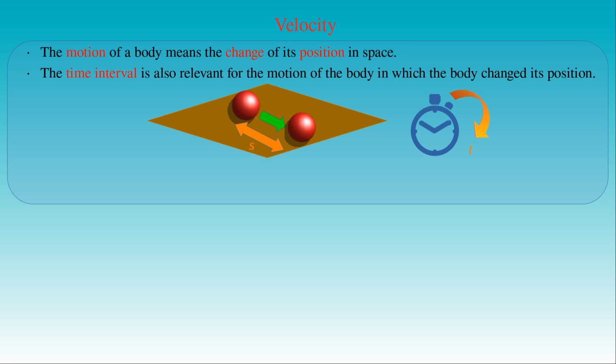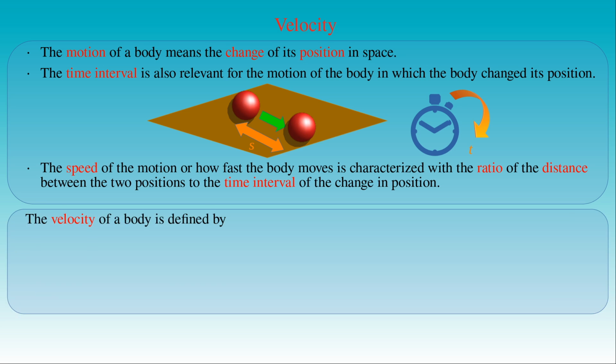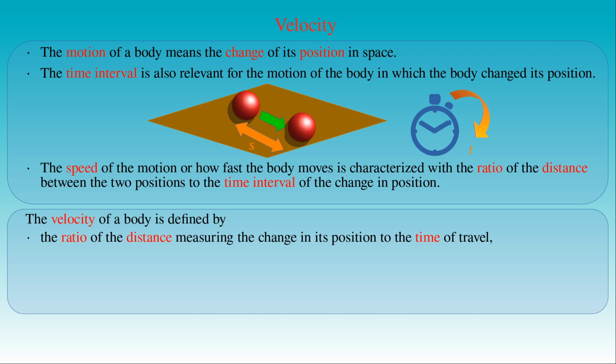Then the speed of the motion, or how fast the body moves, is characterized with the ratio of the distance between the two positions to the time interval of the change in position. Based on this concept, we can define the velocity of a body by two measured data. The first one is the speed, that is the ratio of the distance measuring the change in its position to the time of the travel. We denote the speed with the letter v, which is equal to the distance s divided by the time t.